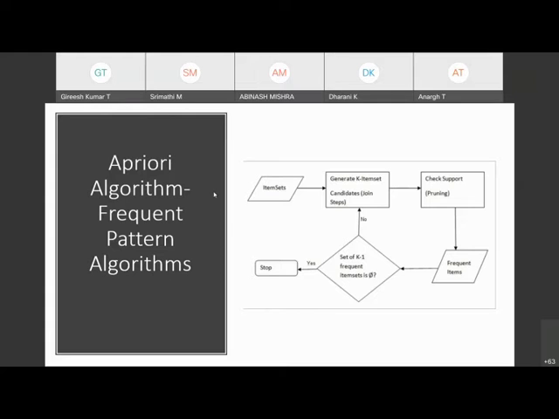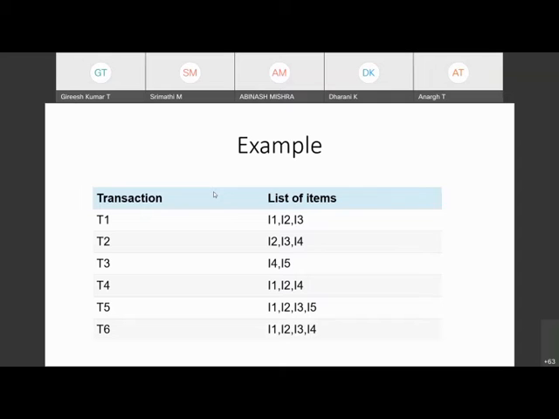So I'll explain with one example how the Apriori algorithm will work. Here we can see that we have totally 6 transactions: transaction number 1, that is T1, transaction 2, 3, 4, 5, and transaction number 6. These are the 6 transactions, and we have items. Item number 1 may be sugar, item number 2 may be tea powder, and item number 3 may be biscuit.